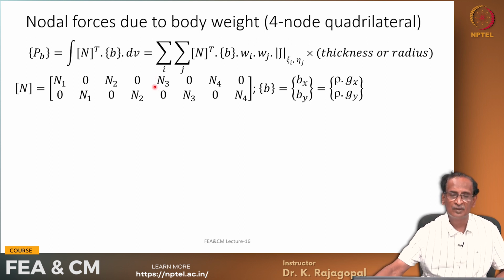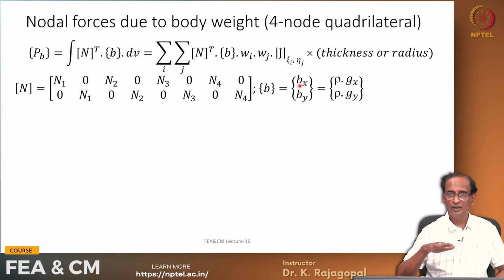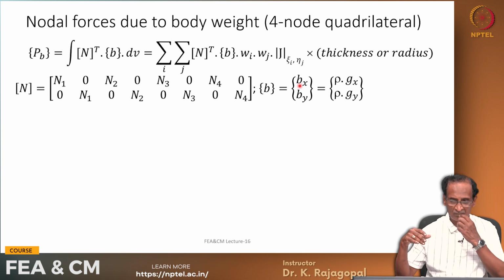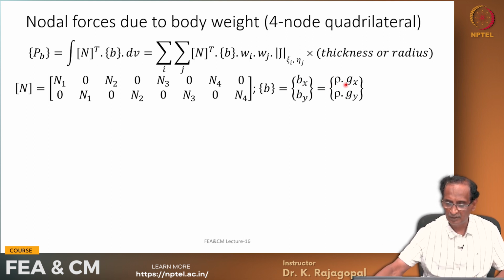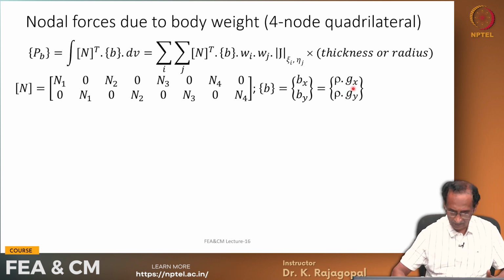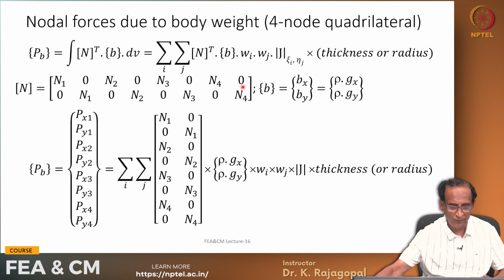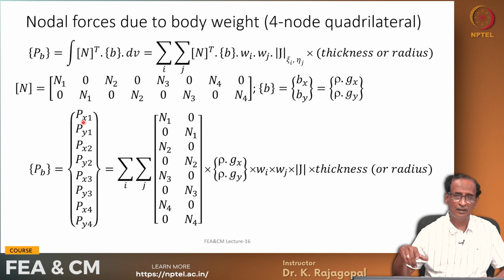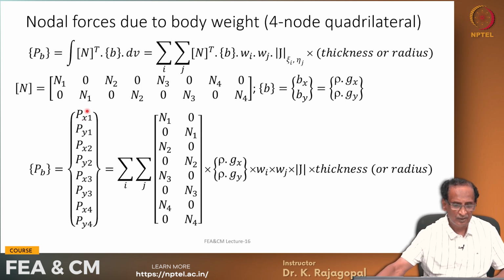and our shape function matrix for a 4 node quadrilateral is like this: N1 0, N2 0, N3 0, N4 0, and so on, and our B is the body force vector, and it can have 2 components, one in the x direction and the other in the y direction, and that is simply rho gx, rho gy. Rho is the mass density, g is the gravitational constant, and our force vector has 8 components because we have 4 nodes, and at each node we have a component in the x direction and another component in the y direction. So we have 4 nodes, 1, 2, 3, 4.